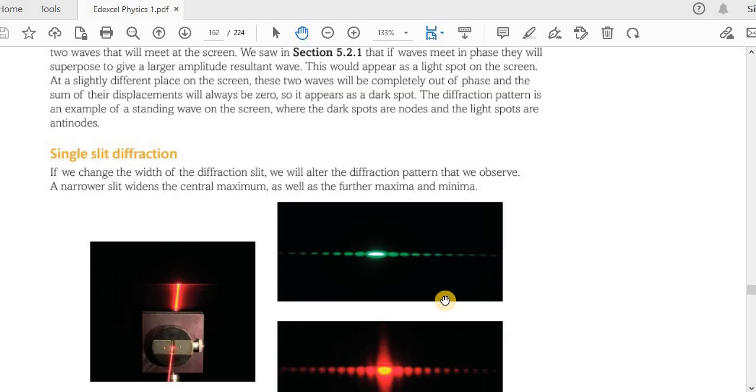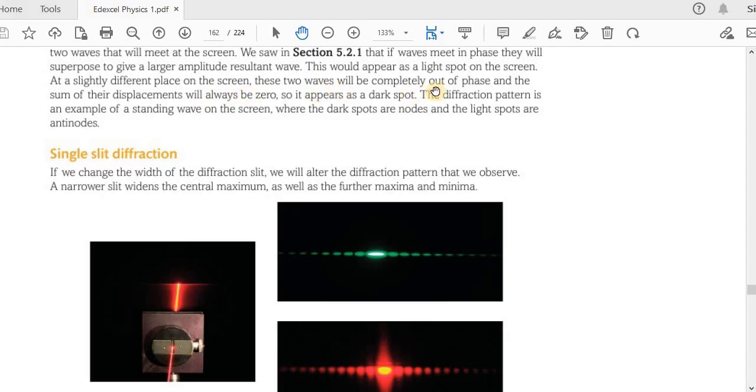So green has a certain wavelength, red has another wavelength, and we wouldn't be able to see this pattern clearly if we do it in daylight, because those waves can also interfere or interact with the light from the laser. This would appear as a light spot on the screen at a slightly different place on the screen.